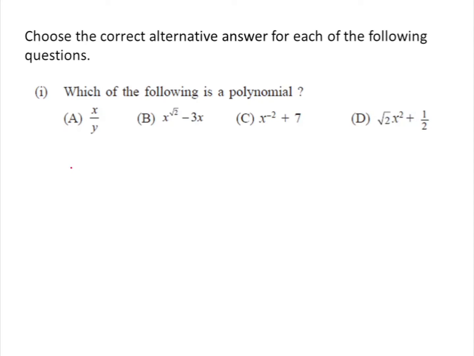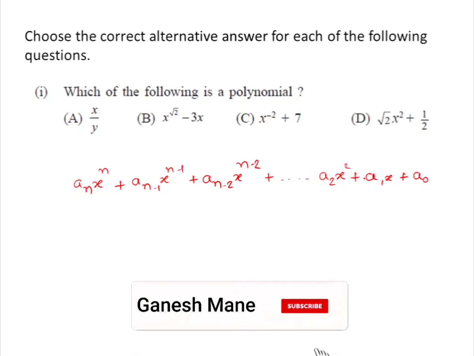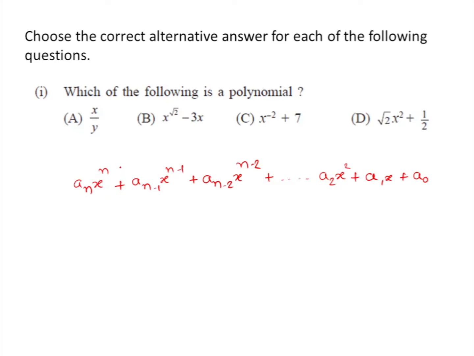So we have the general form of a polynomial, that is a n x raised to n plus a n minus 1 x raised to n minus 1 plus a n minus 2 x raised to n minus 2, like this up to a2 x square plus a1 x plus a0, where a0 to a n are any real numbers, x is a variable and n is a positive integer.